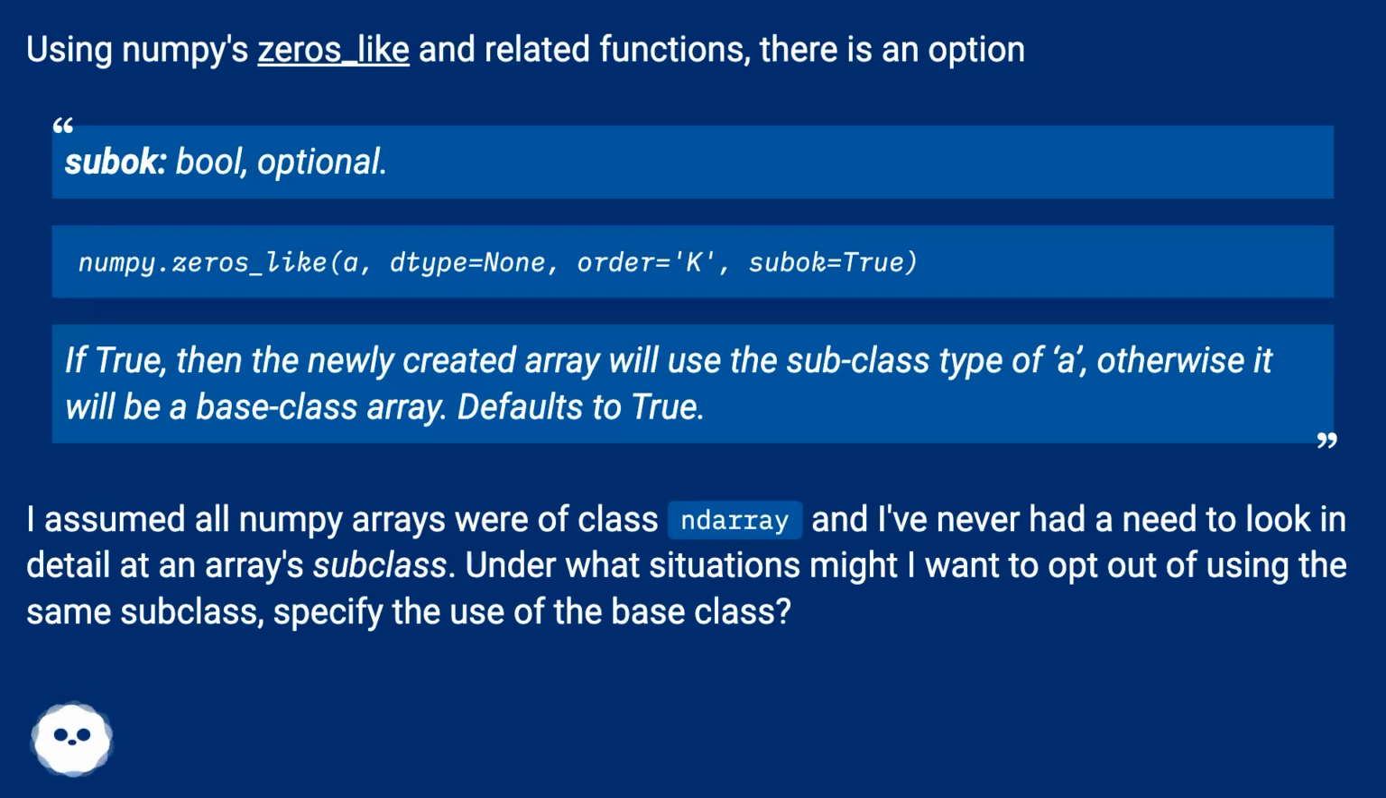If true, then the newly created array will use the subclass type of a. Otherwise it will be a base class array. Defaults to true. I assumed all numpy arrays were of class int_array, and I've never had a need to look in detail at an array's subclass. Under what situations might I want to opt out of using the same subclass? Specify the use of the base class.